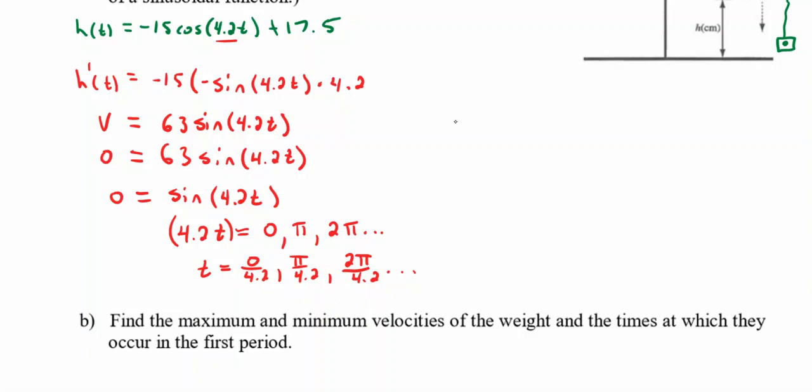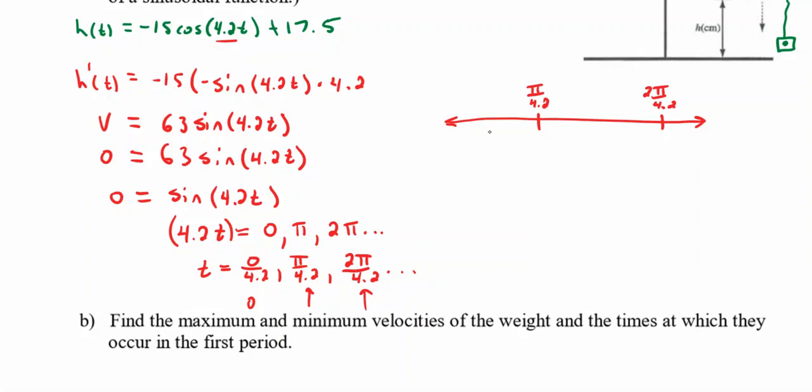Okay, so let's sketch out a quick number line with 2 of our critical numbers. I'm going to choose the second one and the last one. Oh, and this is 0 over 2, that's just 0. You can write that as 0 if you like. So that's pi over 4.2 is our first one, and then the next one would be 2 pi over 4.2.